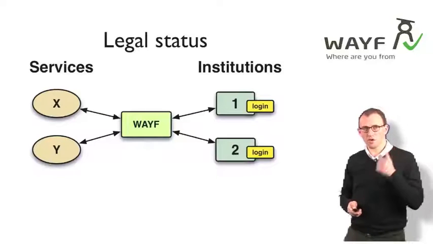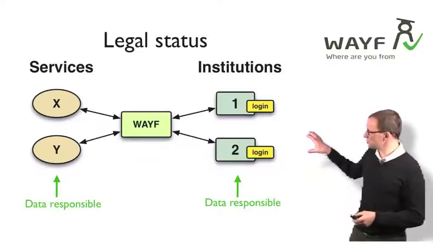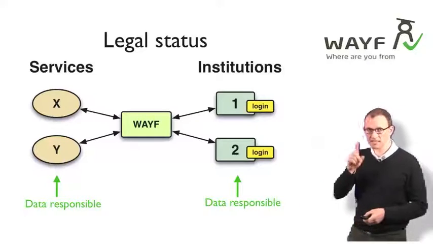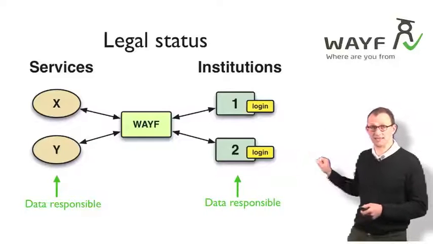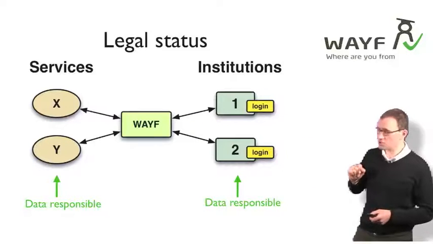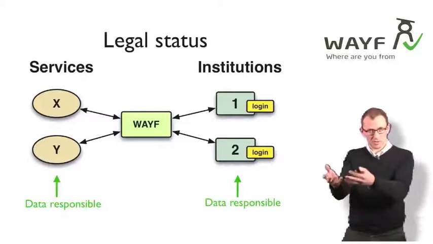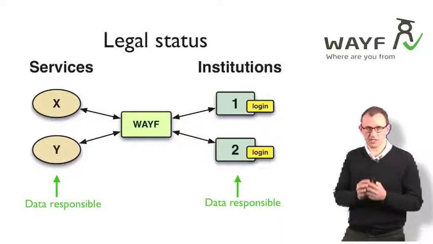Now, one important role is, of course, to be responsible for data. So the institutions here are data responsible. That's the legal term. They're data responsible for the information about all the users that they keep. Now, also, of course, the receivers, the services, are data responsible because they receive information and it's their responsibility to treat it properly.